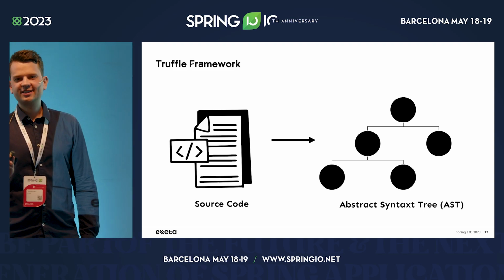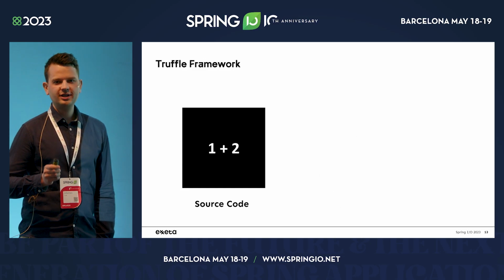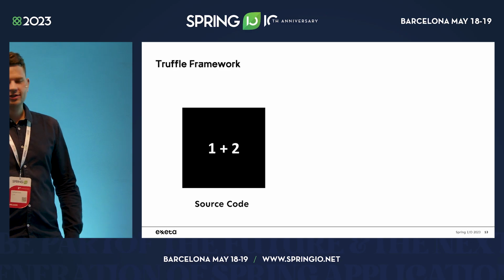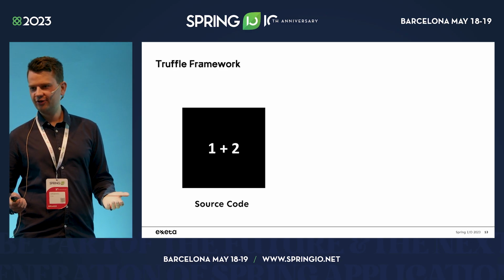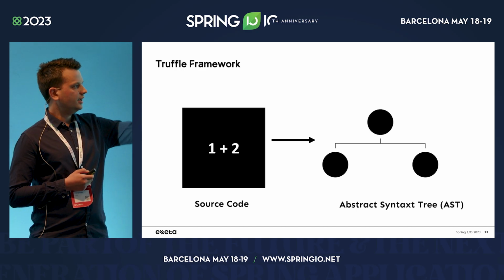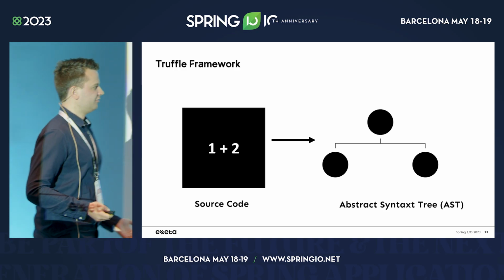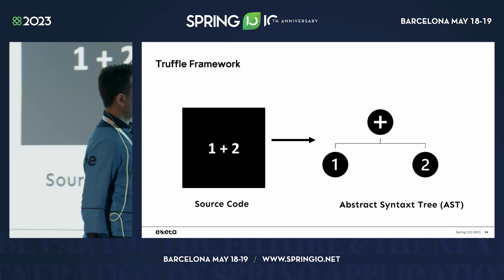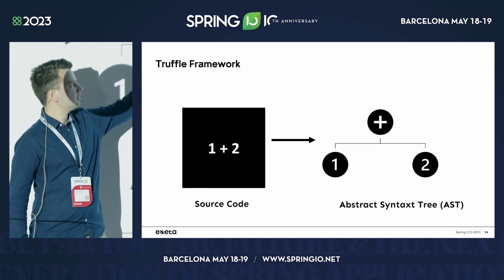Let's have an example to understand this. We want to implement an interpreter for the program 1 + 2. So in the first step, we are transferring 1 + 2 into the data structure of a tree. So we have two child nodes, 1 and 2, and we have a parent node, the plus.